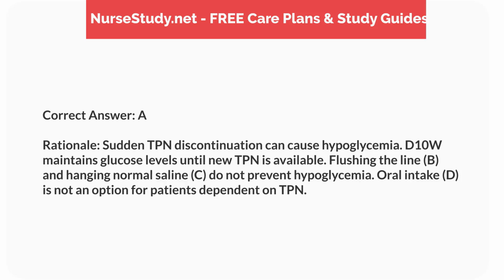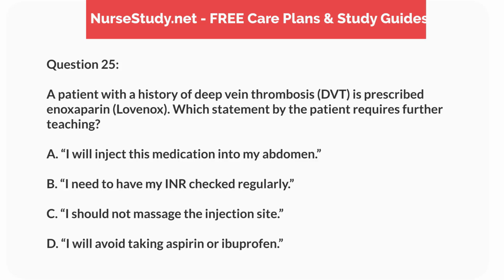D10W maintains glucose levels until new TPN is available. Flushing the line, B, and hanging normal saline, C, do not prevent hypoglycemia. Oral intake, D, is not an option for patients dependent on TPN. Question 25. A patient with a history of deep vein thrombosis, DVT, is prescribed enoxaparin, Lovenox. Which statement by the patient requires further teaching?